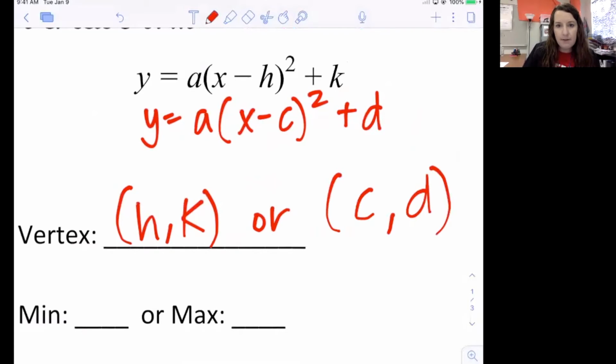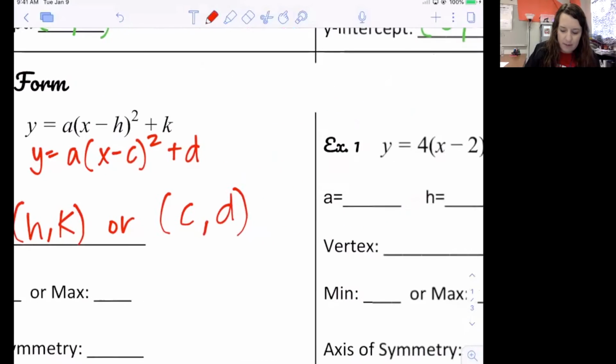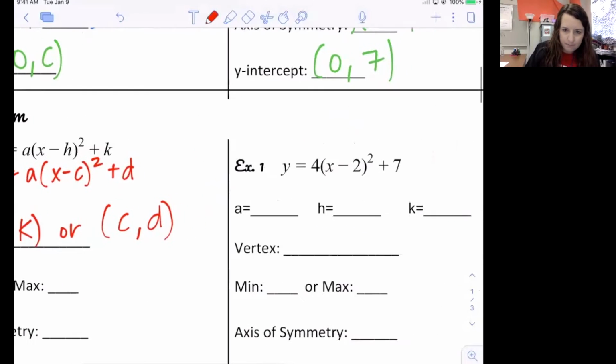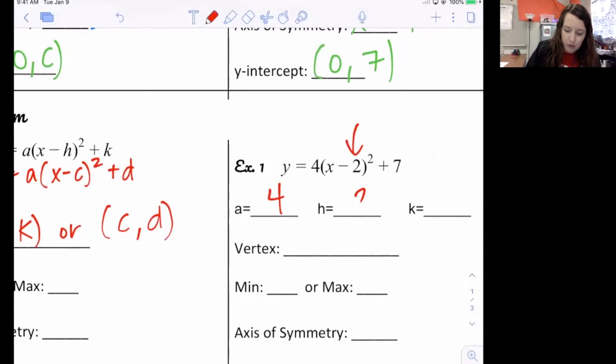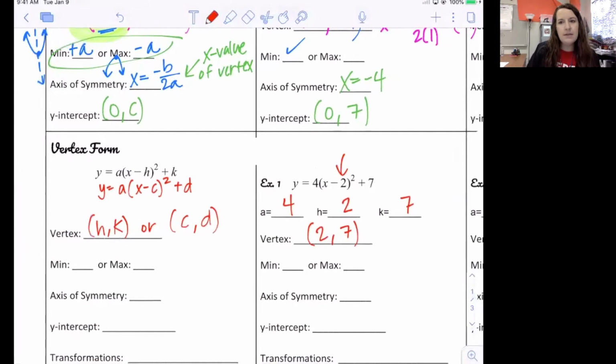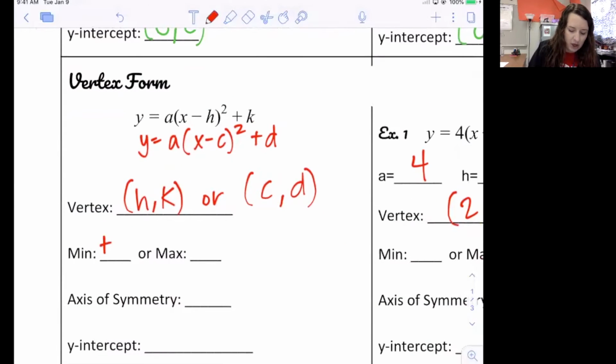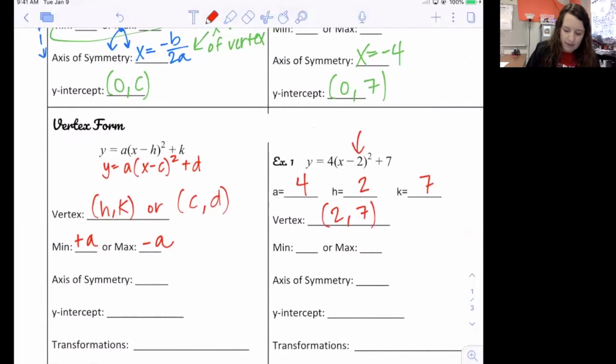So it's going to be the opposite for your c value or your h value as what it appears. So in this first example, I have an a value of 4, an h value of 2, because remember, it's the opposite of what it appears, and then a k value of 7. So my vertex is going to be at the point 2, 7. Okay, our maximum and minimum are going to be the same thing as if we were in standard form. So a minimum is going to occur when I have a positive a, maximum is going to occur when I have a negative a. So positive 4 gives me a minimum.